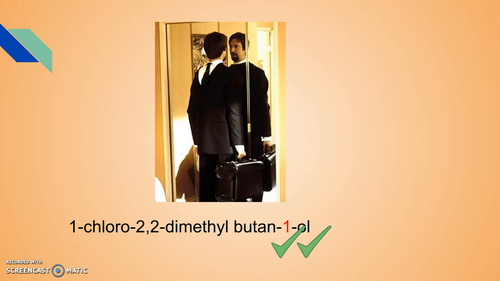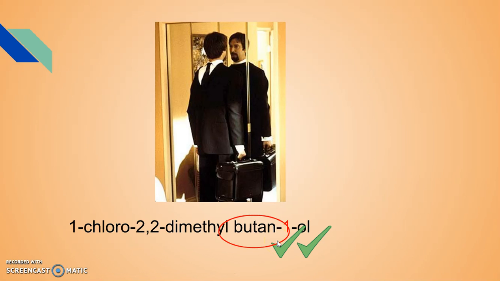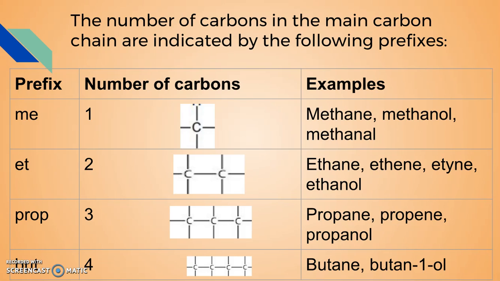In this video, we are going to look at identifying the number of carbons that is found in the main carbon chain. So, using our strategy of starting from the back of the name of the compound and working our way to the front, we have already identified the homologous series at the back, the position of the functional group, and now we are looking at the amount of carbons that is found in the main chain in our organic compound. These carbons are identified by specific prefixes.